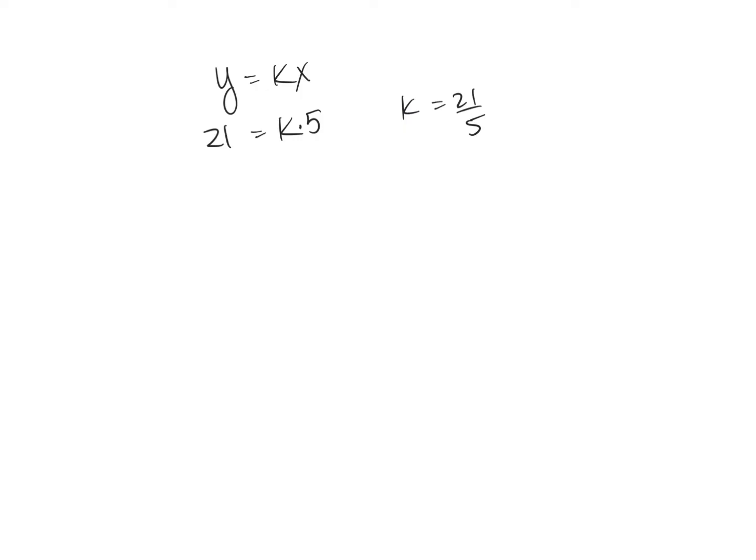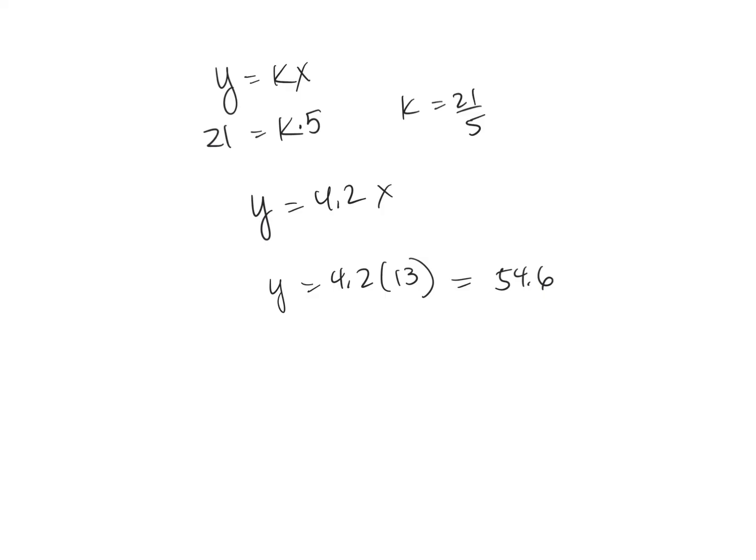All right. Using k, write the equation. So I would write y equals 4.2x. Using k from above, find the y when x is 13. So 4.2 times 13 is 54.6. Okay. So again, I would just say y equals 4.2 times 13, 54.6.